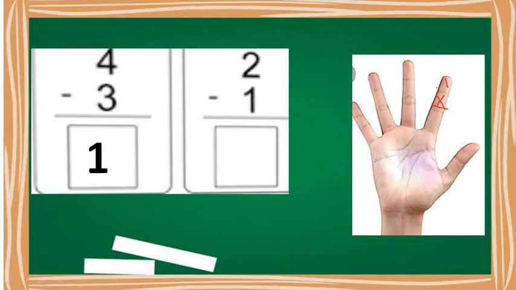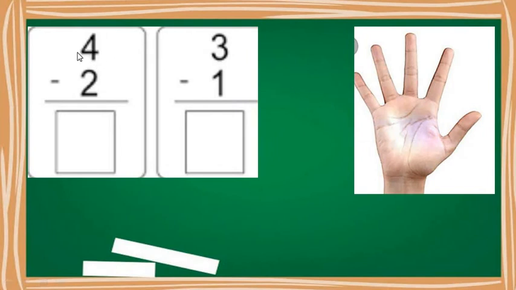There remains only 1 fingertip. So what does it mean? It means 2 minus 1 is equal to 1. Understand? Let's make some more practice.